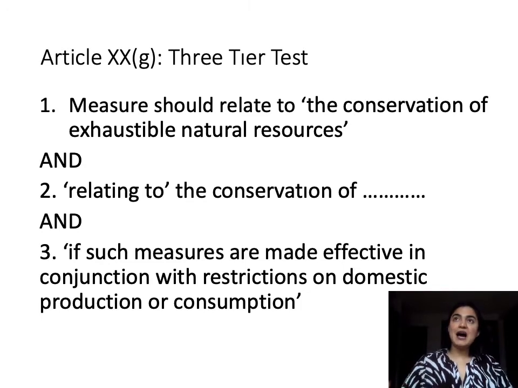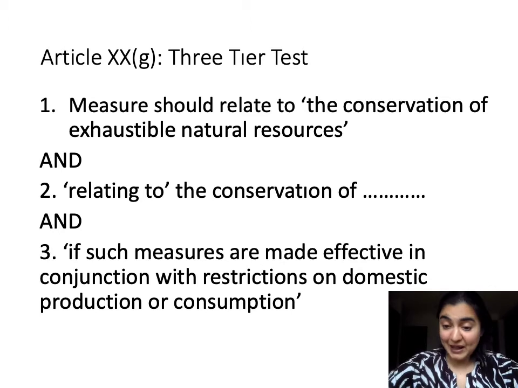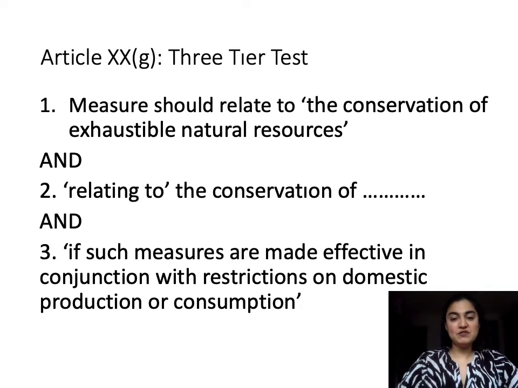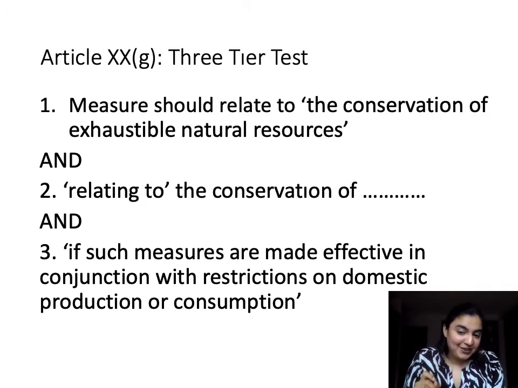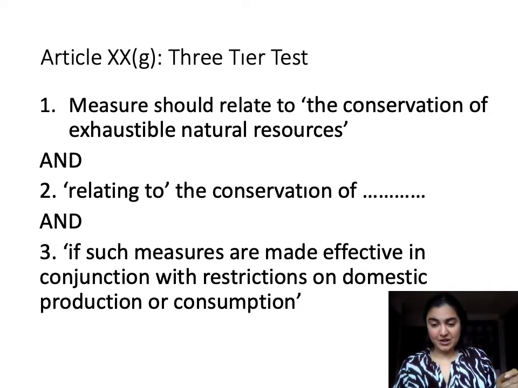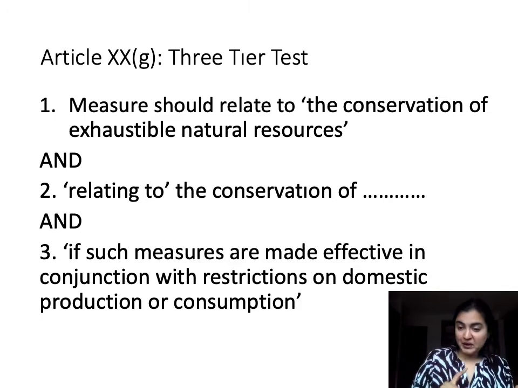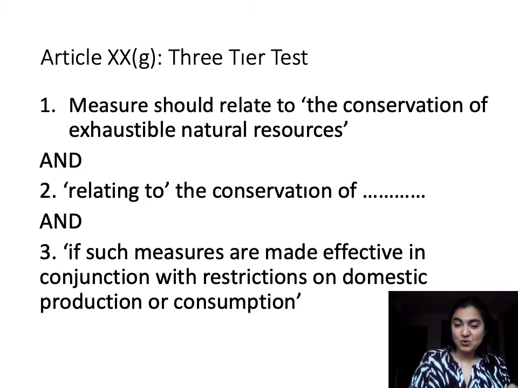So let's try and break down Article 20G, as we have done in the previous cases, into its three most important requirements. To invoke Article 20G successfully, you have to satisfy a three-tier test. Tier 1, the measure being challenged should relate to the conservation of exhaustible natural resources, right? And the second requirement is the relating to requirement. Now, this is important here. Unlike Article 20B and 20A, where the second requirement was that the measure must be necessary to achieve the policy objective, here you don't have a necessity requirement. You have a relating to requirement.